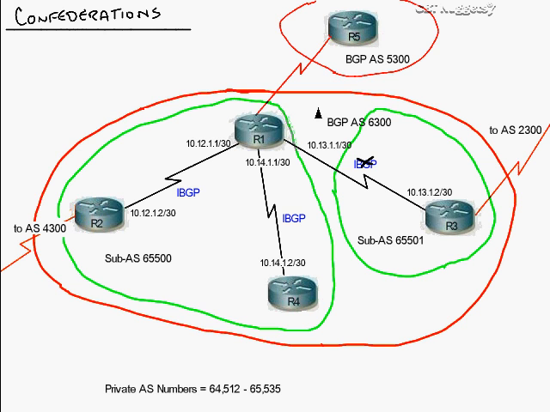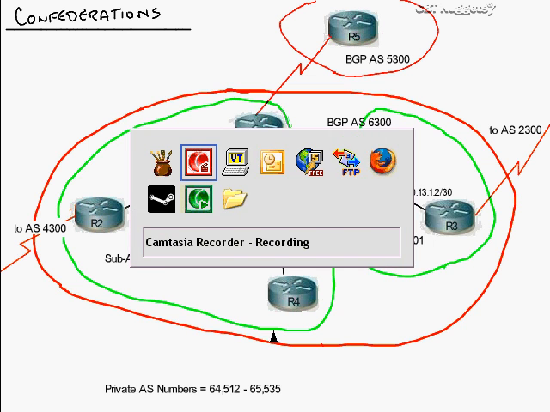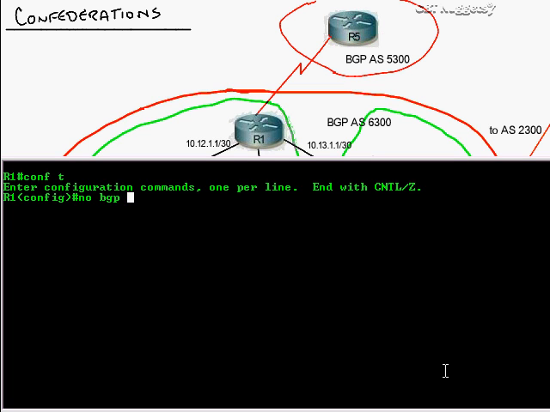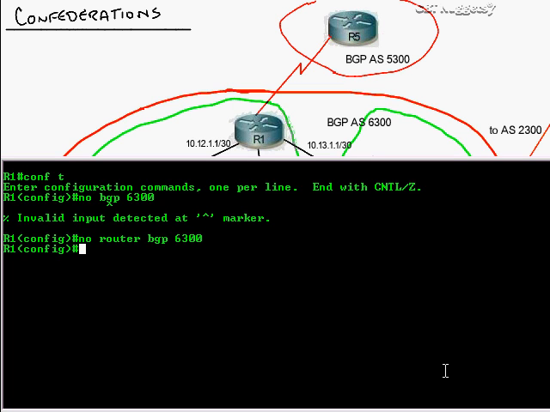So what we have in the confederation world is we are going to have to set up router 1, router 4, and router 2 under this autonomous system. What does that mean? That means that we have to go in, I'll show you what that means. We have to go in to router 1, and I'll type in no router BGP 6300.